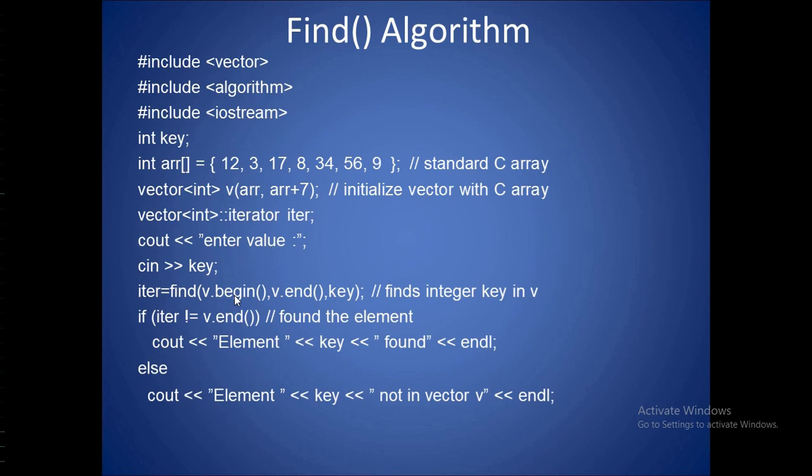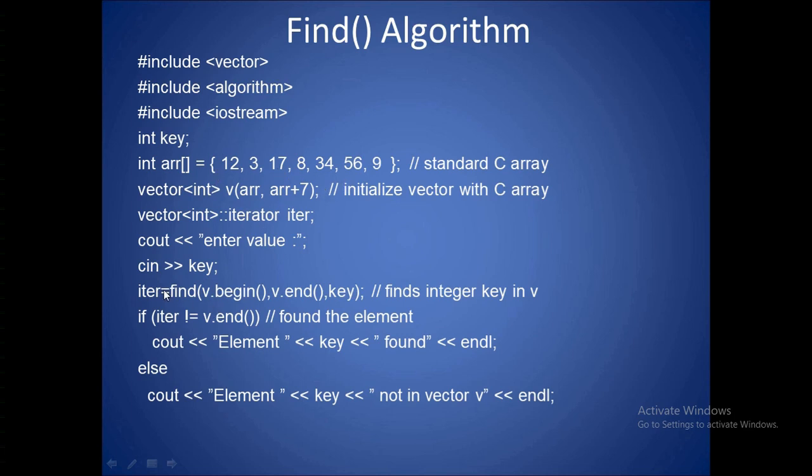If we want to find an element in a list or an array, then we require some logic, but here we can directly use the find algorithm. So again, an integer array, here is an array of 7 elements. So a vector is created of 7 elements. Now the vector has these 7 elements, and an iterator iter is for iterating through that vector. So cout enter key value. If I enter the value 17, then the algorithm searches for 17 in this vector.